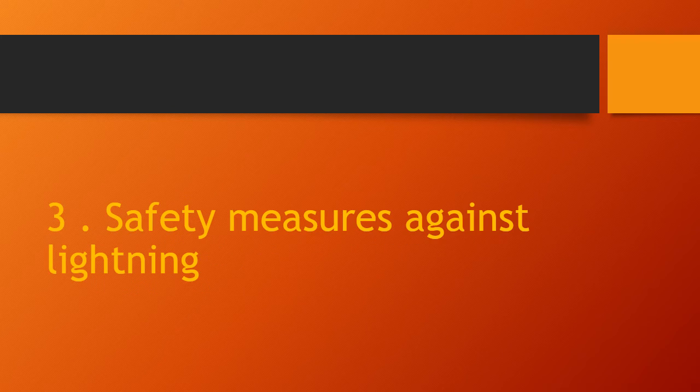Pupils, we are almost coming to the end. Let us have a look at safety measures against lightning. There are 6. 1. Keep off from walls, metallic windows, and doors when it is raining. Lightning can pass through these objects to your body, causing danger. 2. Avoid carrying metallic and pointed objects during the rainy season.